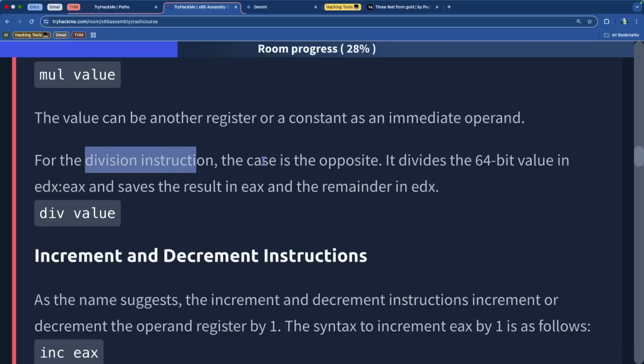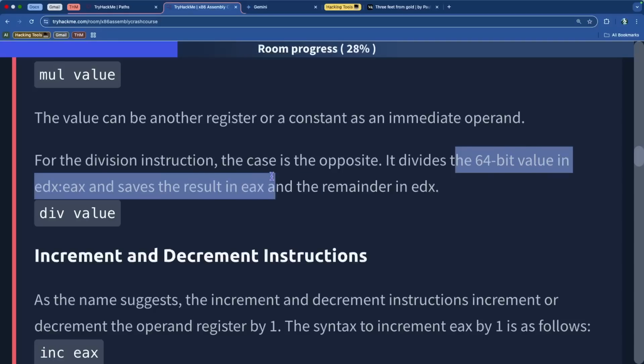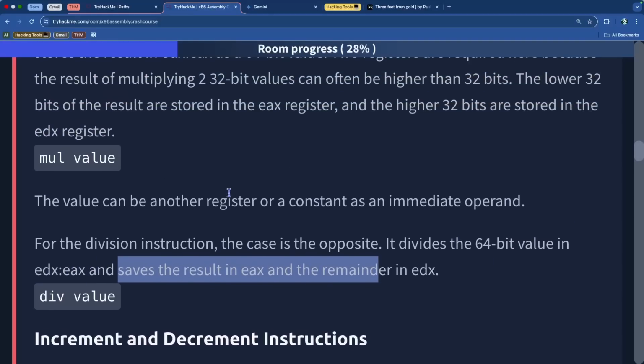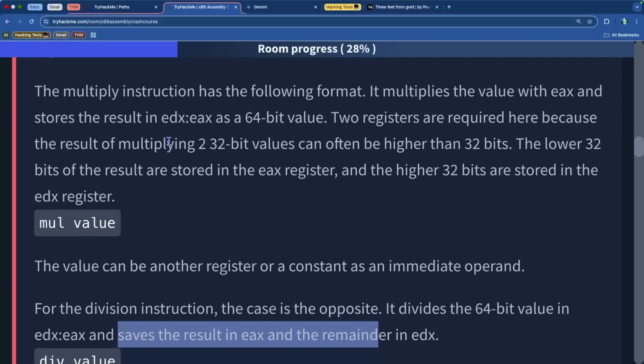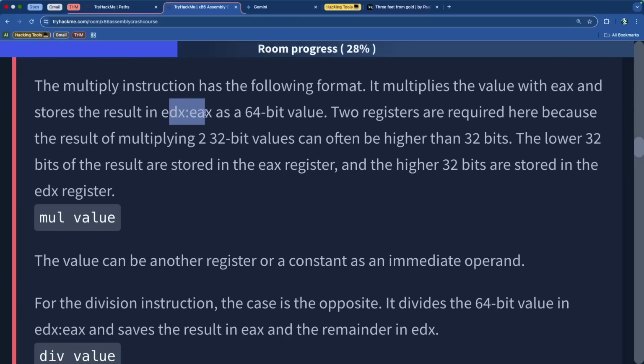For the division instruction, the case is the opposite. It divides the 64-bit value in EDX:EAX and saves the result in EAX and the remainder in EDX. So remember this one right here, these two are exactly the same, the format that you see right here, right?